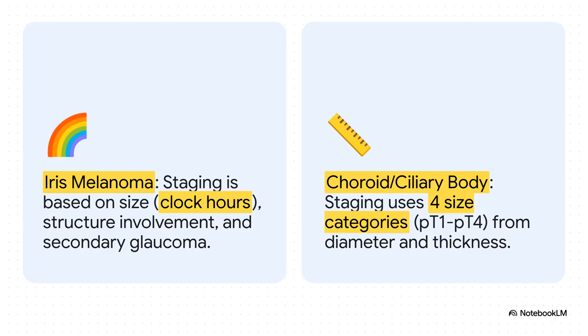Now here's a key detail you can't forget. The rules for staging actually change depending on where the tumor started. If it's a rare iris melanoma, staging involves things like how many clock hours it covers. But for the much more common ciliary body and choroid melanomas, it's all about those two measurements we just talked about, basal diameter and thickness. You plug those into a chart and that gives you a pT category from 1 to 4.